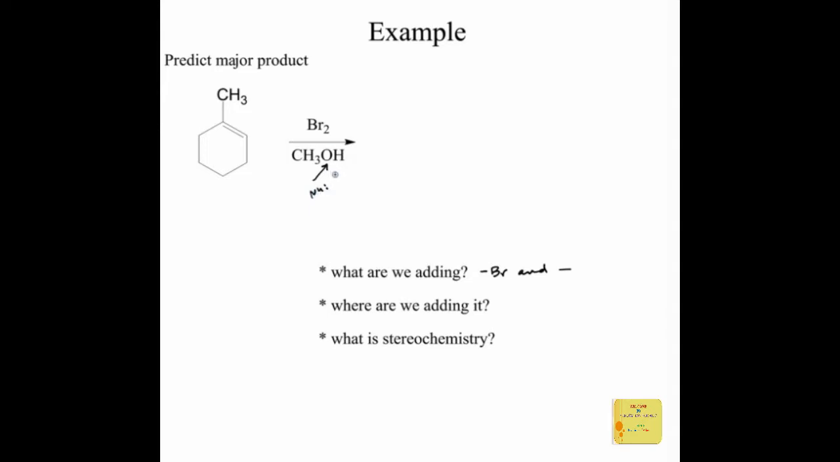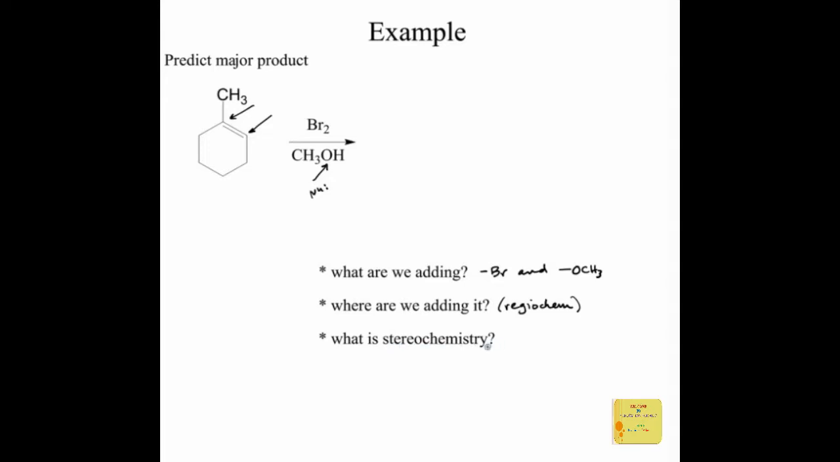No, we get an OH if we use water. We get the OCH3 group when we have an alcohol. We add the OR group. So in this case with methanol we get the methoxy group. Okay, where are we adding it? That's our regiochemistry. So we're breaking the pi bond, we're adding a group to each carbon. Which one gets the bromine, which gets the OCH3? We need to consider that.